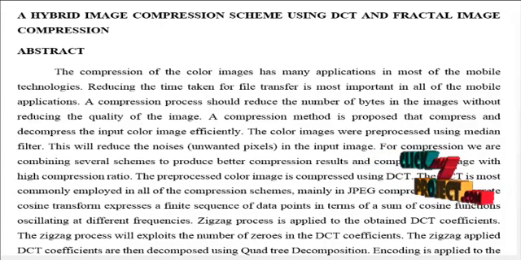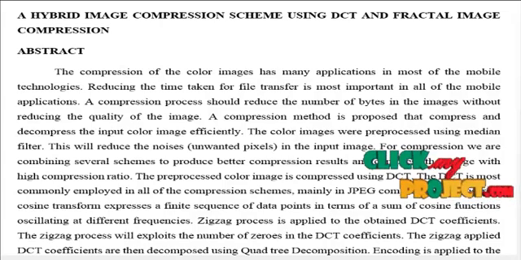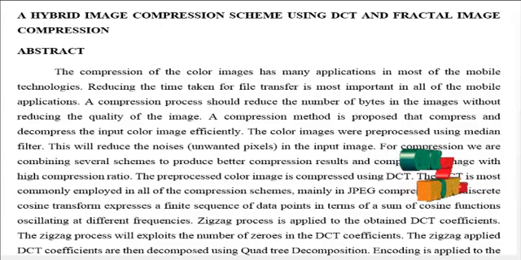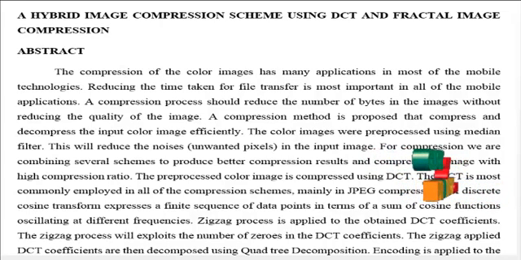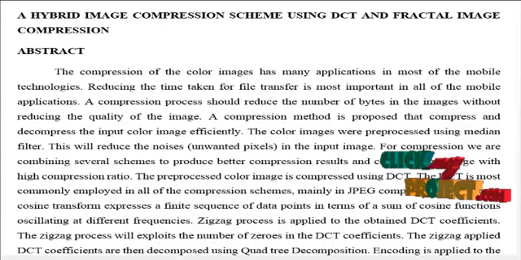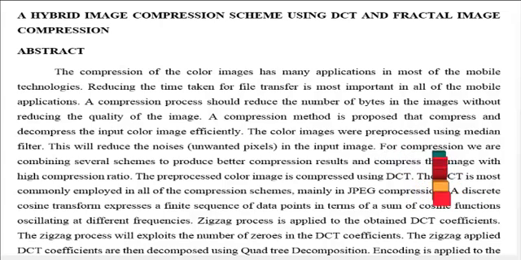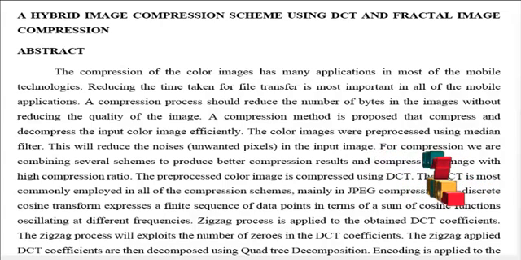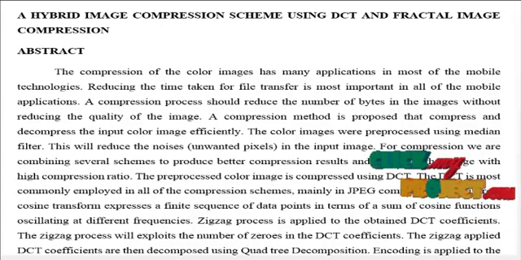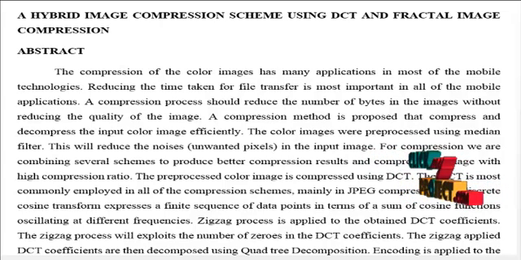A discrete cosine transformation expresses a finite sequence of data points as a sum of cosine functions oscillating at different frequencies. Zigzag process is applied to the obtained DCT coefficients. The zigzag process exploits the number of zeros in the DCT coefficients. The zigzag applied DCT coefficients are then decomposed using quadri decomposition. Encoding is applied to the quadri decomposed images using the fractal method and run length encoding method.